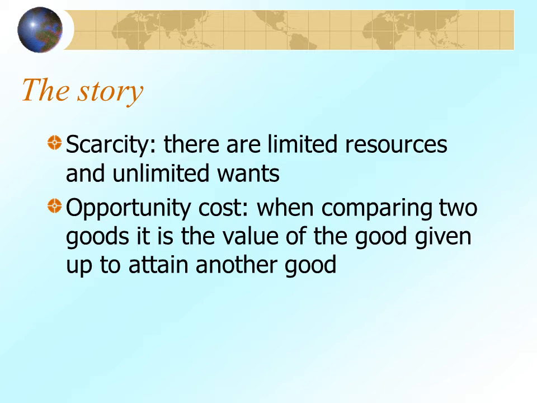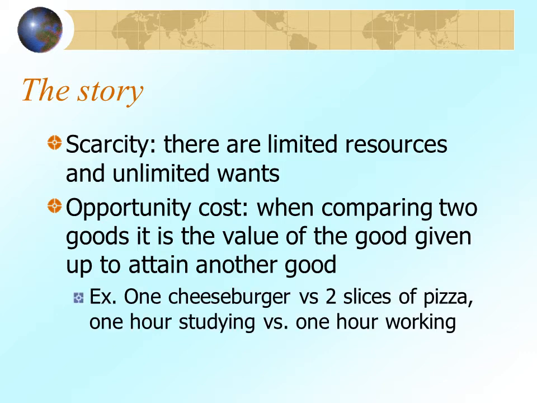So this is the story. This is really the basic story of economics: how do we decide what to produce and how much to produce? I wrote down a couple of other examples here. We're talking about what you want to eat for dinner. You can either have one cheeseburger or two slices of pizza, or the example I gave earlier, 1 hour of studying versus 1 hour of working.